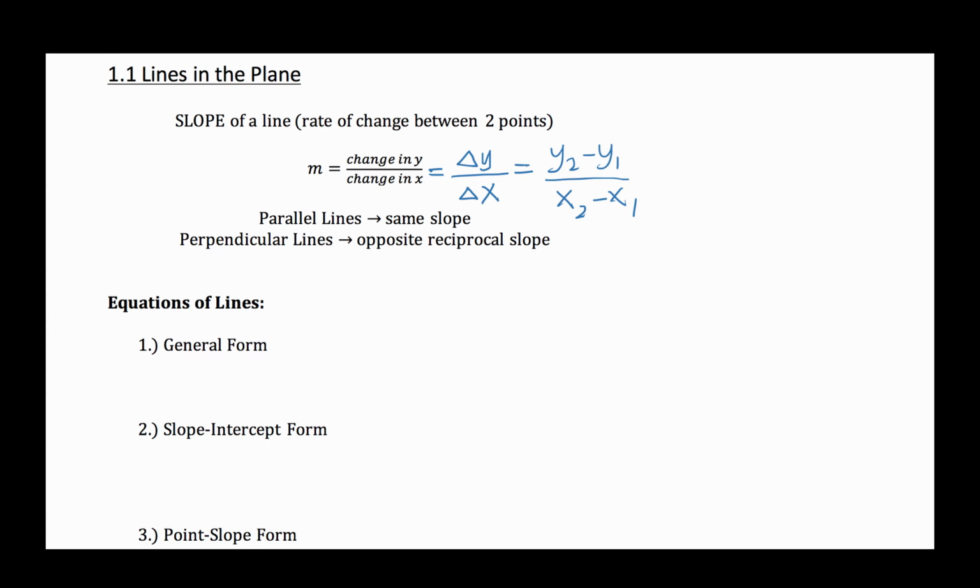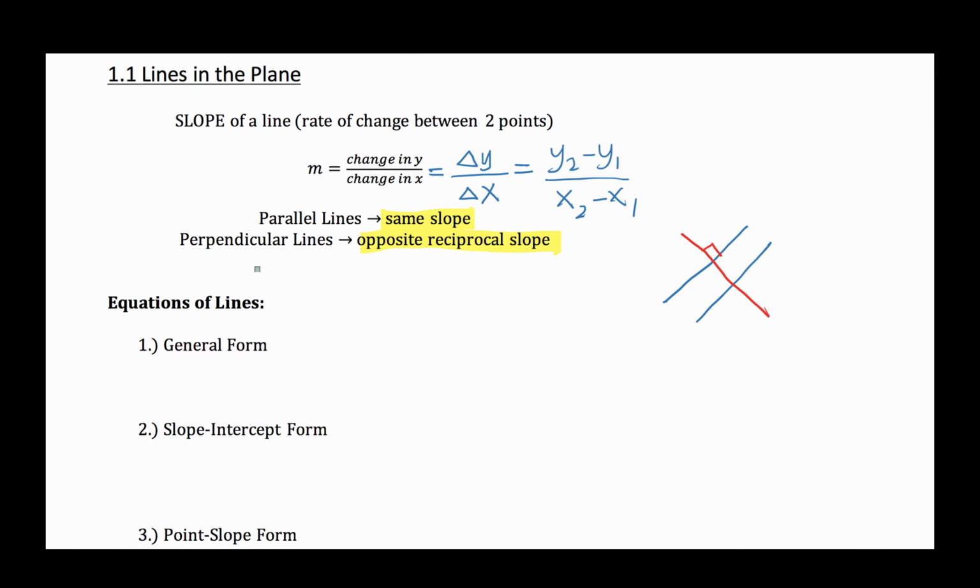Also really important to note, parallel lines have the same slope. Remember that parallel lines are simply two lines that run in the same direction at the same rate of change. So therefore, they would have the same slope. Perpendicular lines, however, would be ones that intersect at 90 degrees and do not run in the same direction at the same rate of change. In fact, their slopes are the opposite reciprocal. Really important to note that.